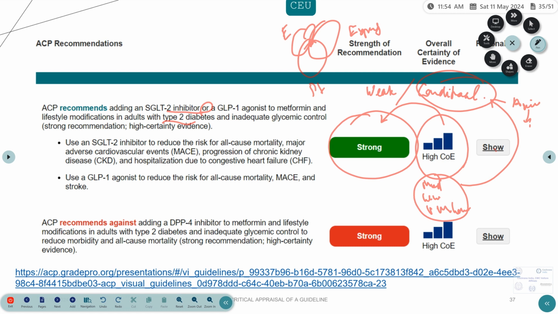Does high certainty of evidence always get translated into a strong recommendation? Suppose there is a very high certainty of evidence, will it always be a strong recommendation?